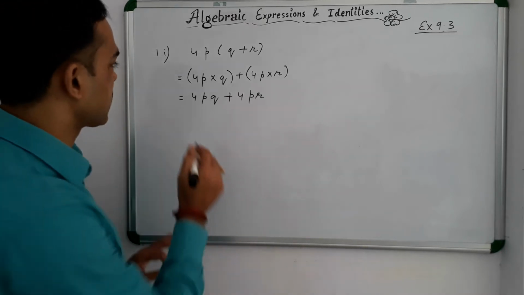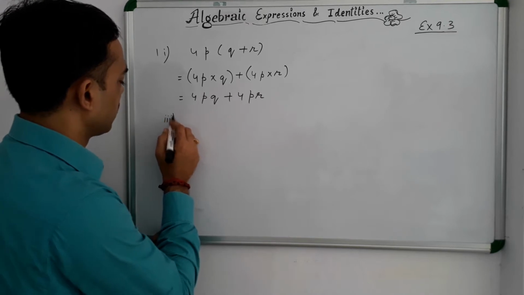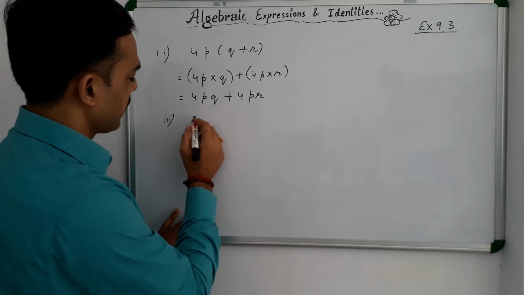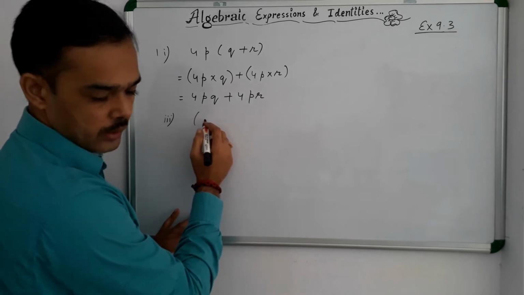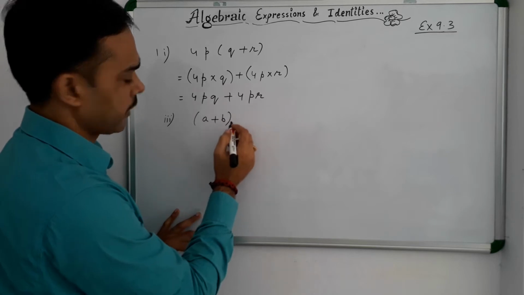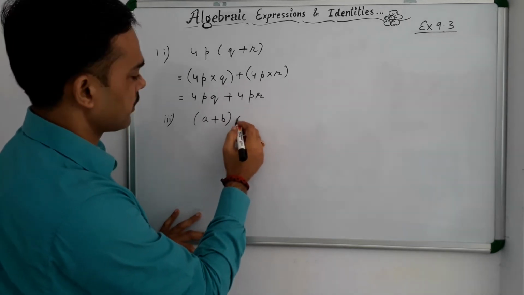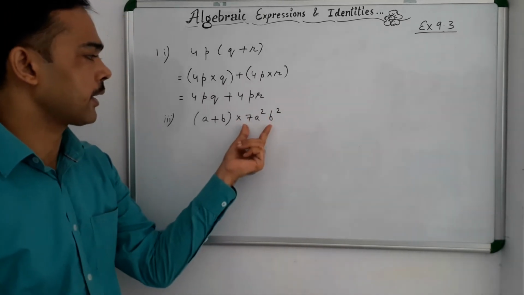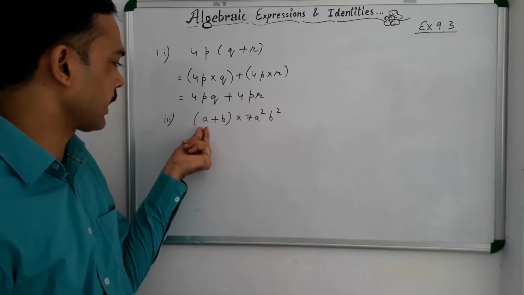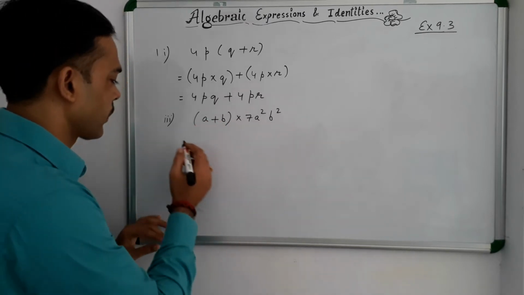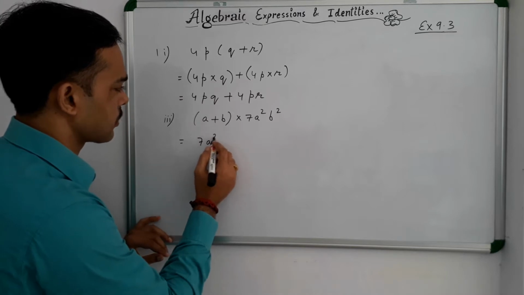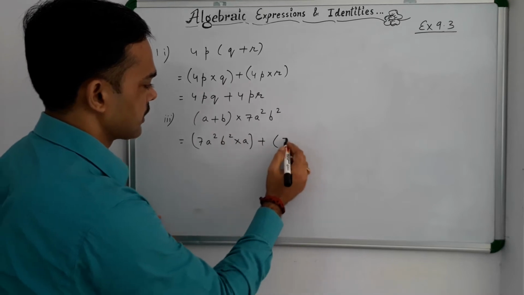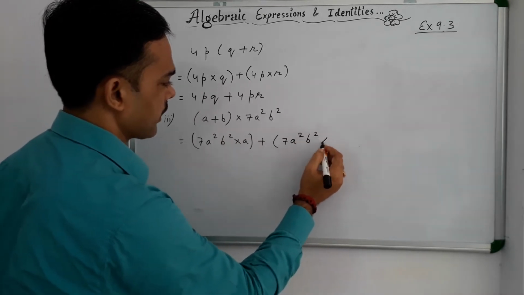Now after the first part, let us move on to the third part. In the third part, it is said we have to multiply a plus b with 7a square b square. Now this 7a square b square will be multiplied with a as well as b. So when you do this, you get 7a square b square into a plus 7a square b square into b.